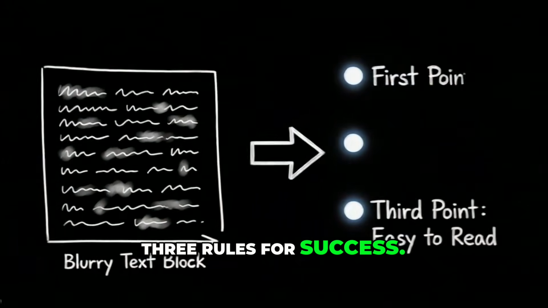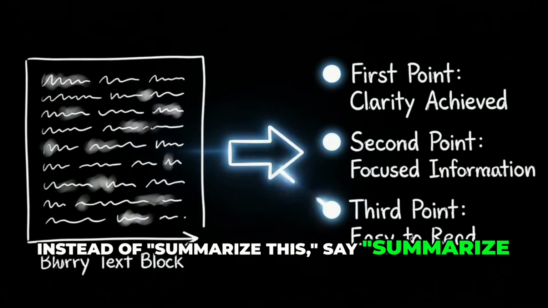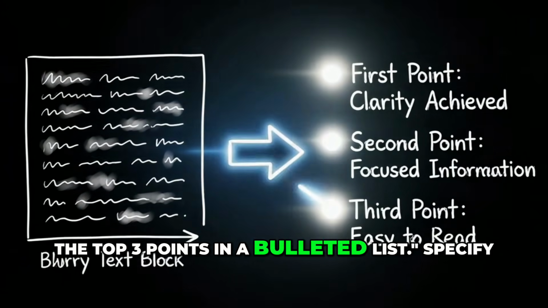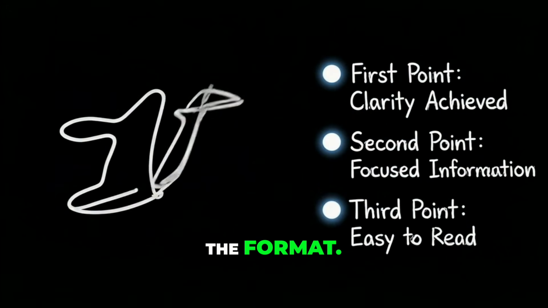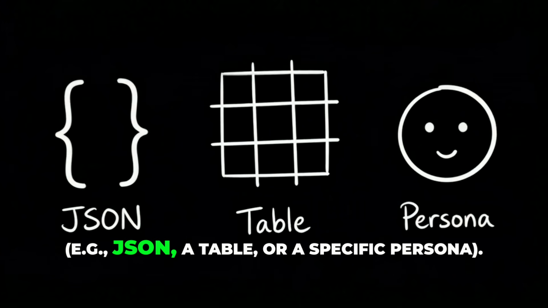3 rules for success. Be direct and specific. Instead of summarize this, say summarize the top 3 points in a bulleted list. Specify the format. Tell the AI exactly how the answer should look. For example, JSON, a table, or a specific persona.